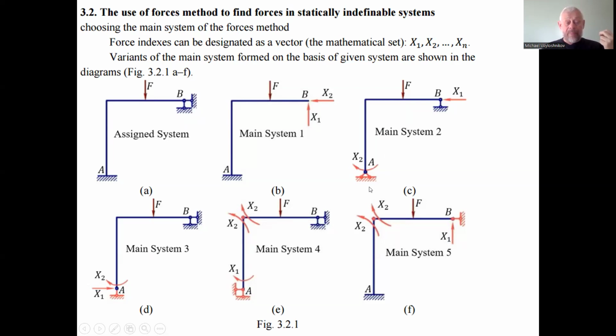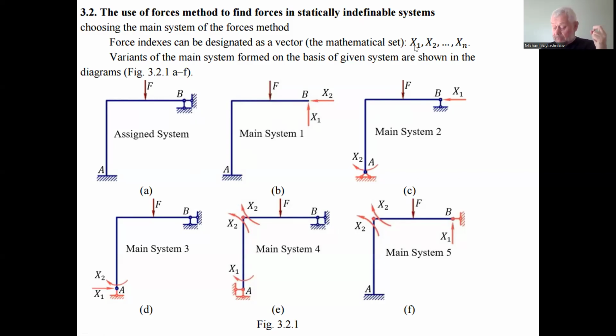And besides, we remove the rigid embedding in the point A by the fixed hinge here, fixed joint. So to do that, we have to define here the bending moment. And I want to underline first that all of the unknown efforts acting instead of the removed links, when creating the main systems of the assigned system, we denote as x's.